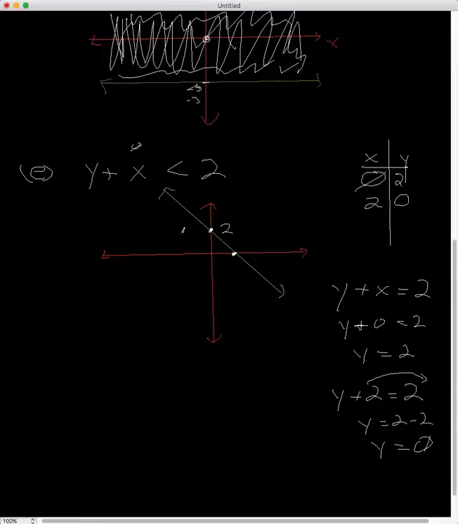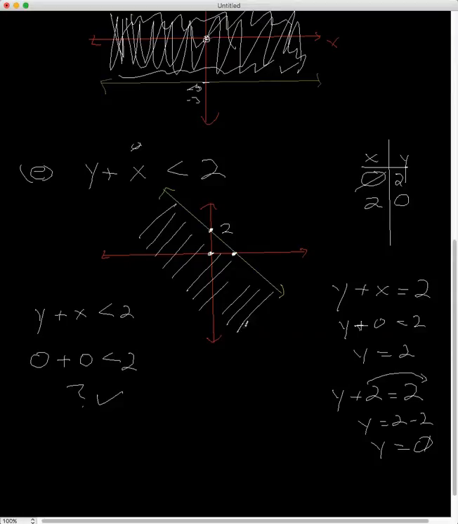At this point, we need to figure out if we're shading up or down across this line. This is where we're going to guess again. I'm going to pick 0, 0, the origin. So 0 plus 0 is less than 2. Is this true? Yes, it is. 0 is less than 2. So that means we shade this way here. That's my shaded direction of the line.